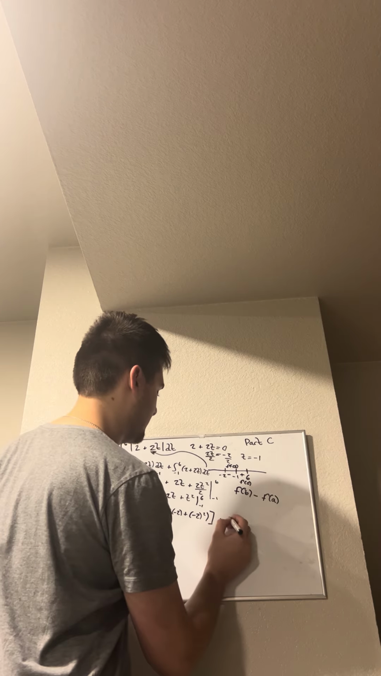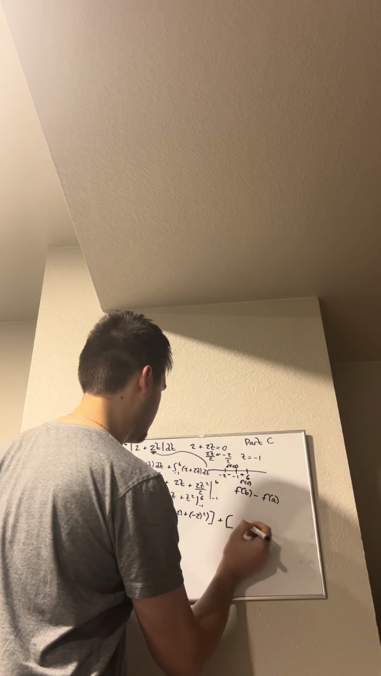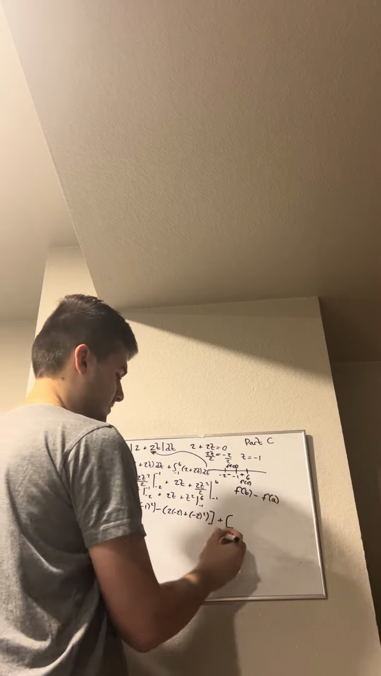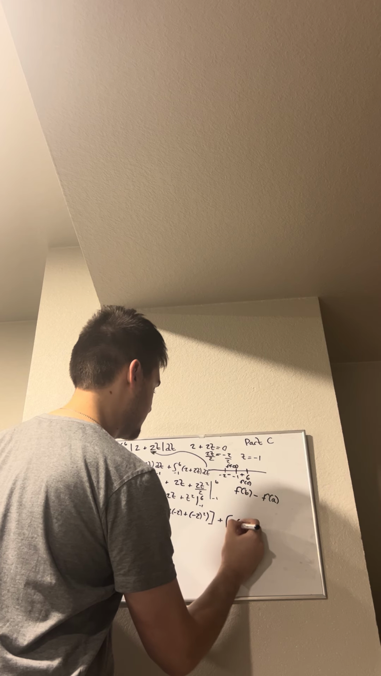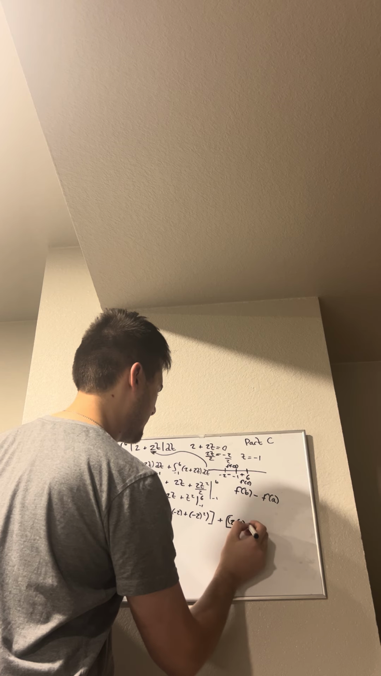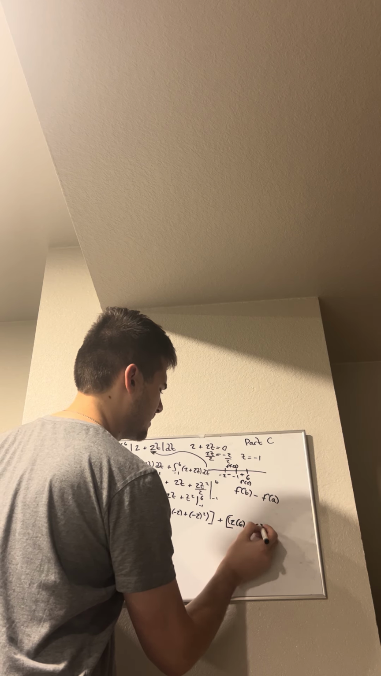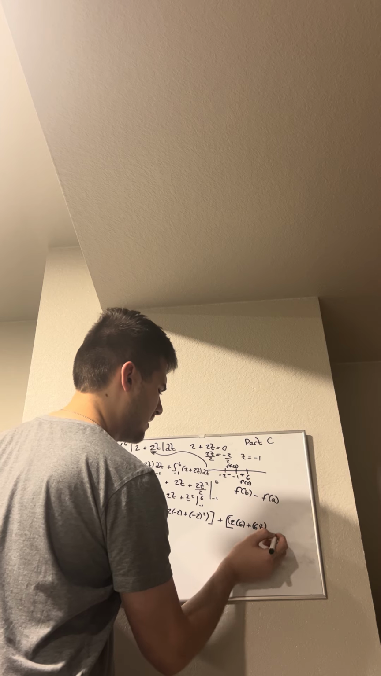And now we add that over here to this integral. So we want to have 2 times 6 plus 6 squared minus 2 times negative 1 plus negative 1 squared as well. So we have the big expression right here, and we want to solve each part individually and then bring it all together. We want to start off with this one.